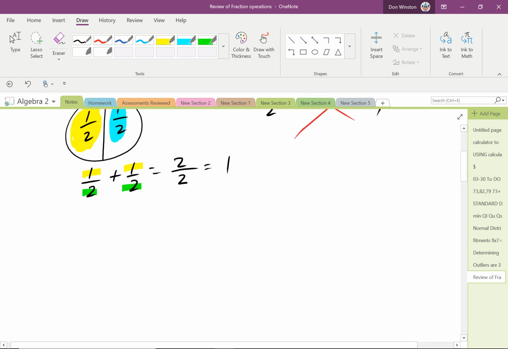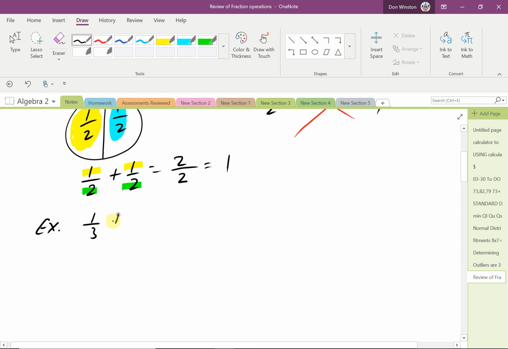So I'll just go over some more examples here. Okay, so here, let's say I have 1/3 plus 1/3. Because the denominator is the same, I can just add the numerator, 1 plus 1. So 1 plus 1 is equal to 2, and then that's 2/3. Again, that would not be 2/6.